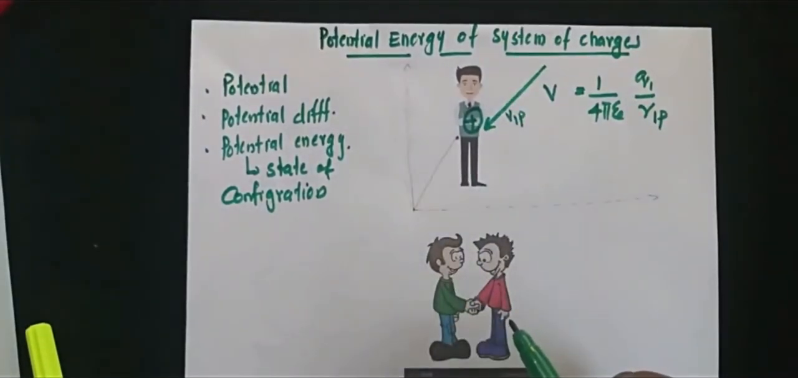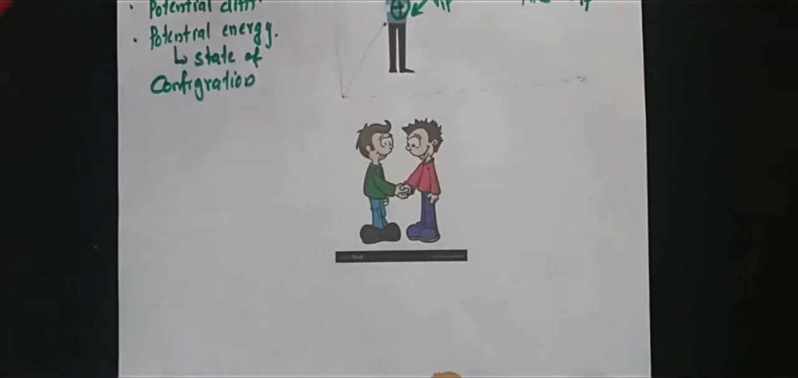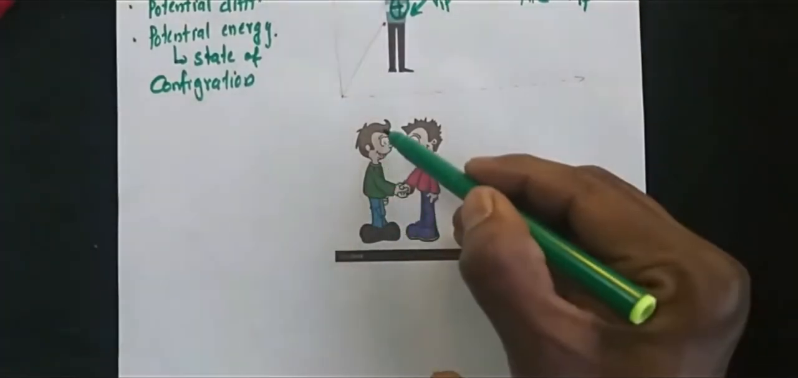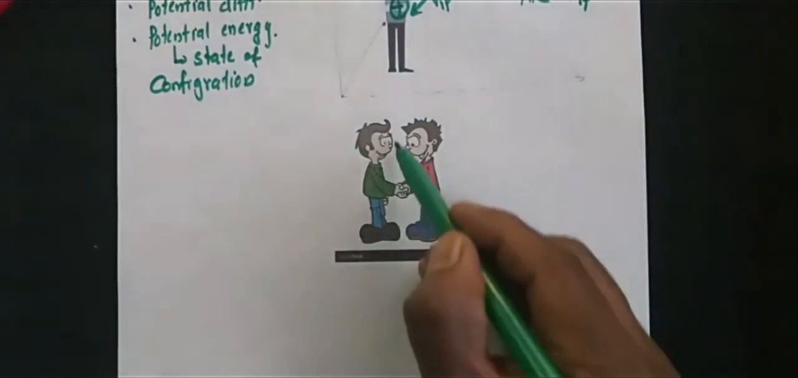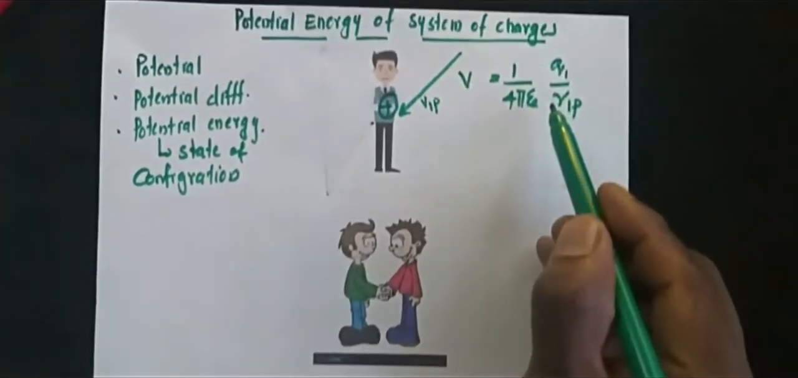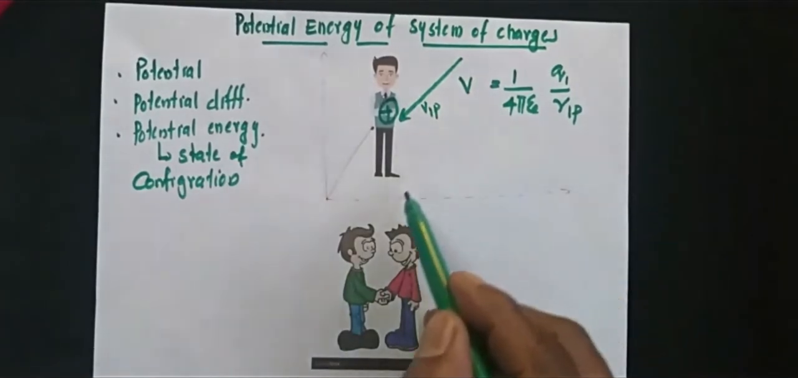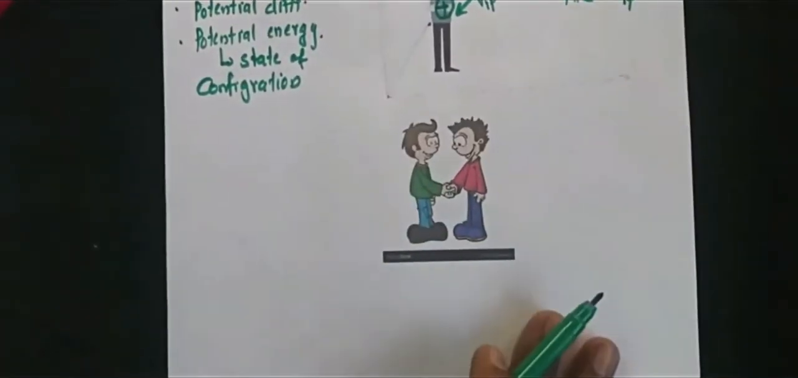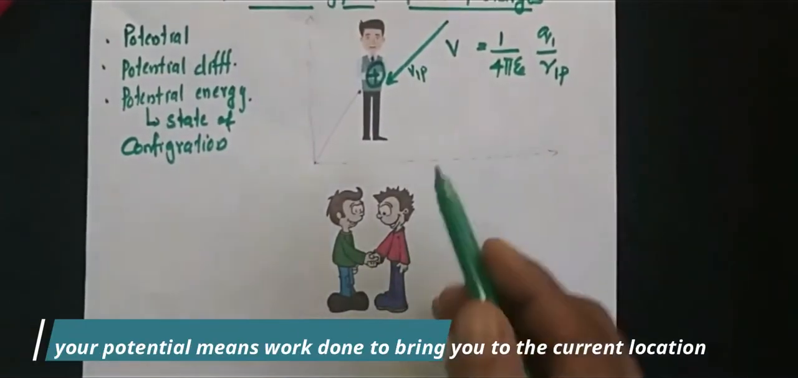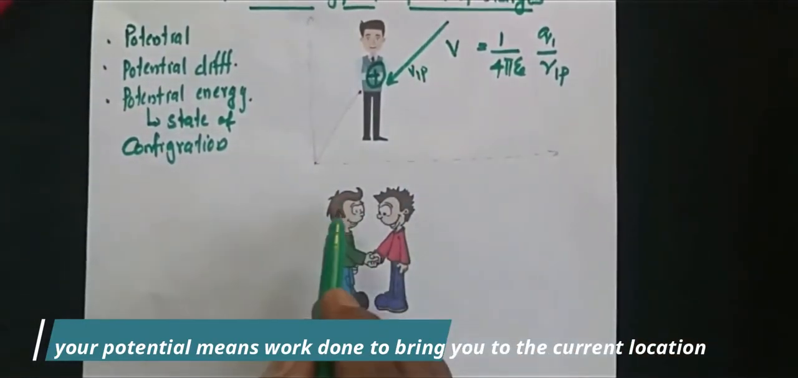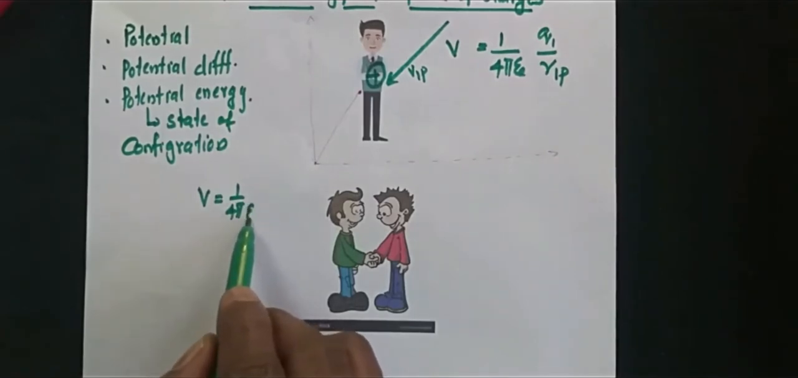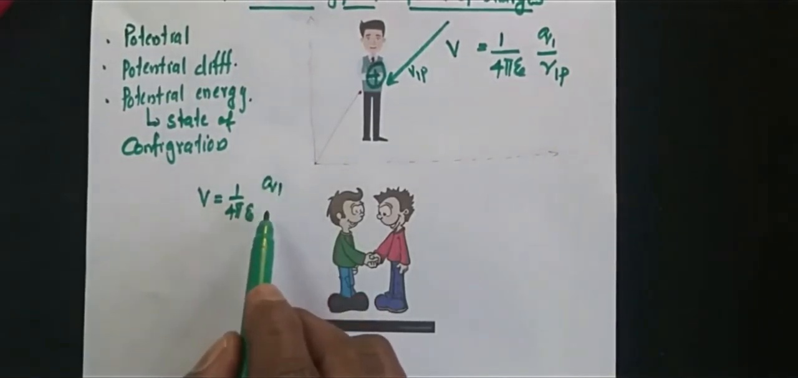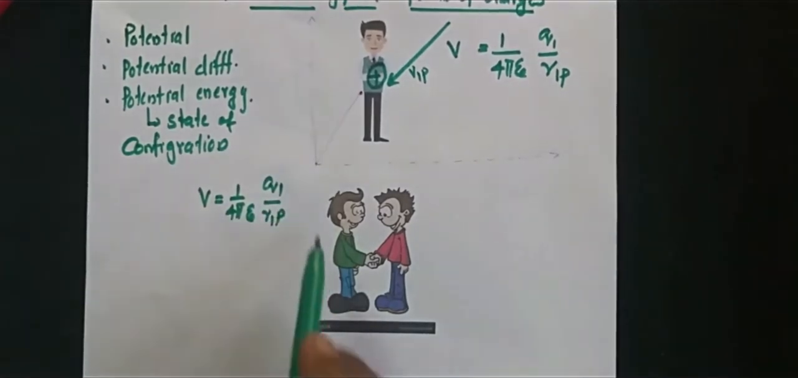Now come to the second picture. Here you can see two boys. Suppose the first boy is you and the second boy may be your friend. And as you know, if you consider the potential of the first boy, that is your potential, then V is equal to 1 by 4 pi epsilon 0 Q1 divided by R1P will be the potential of the green colored shirt boy, that is your potential. I am writing the potential once again: V is equal to 1 by 4 pi epsilon 0 Q1 divided by R1P. Nothing new here. It is only the previous equation.